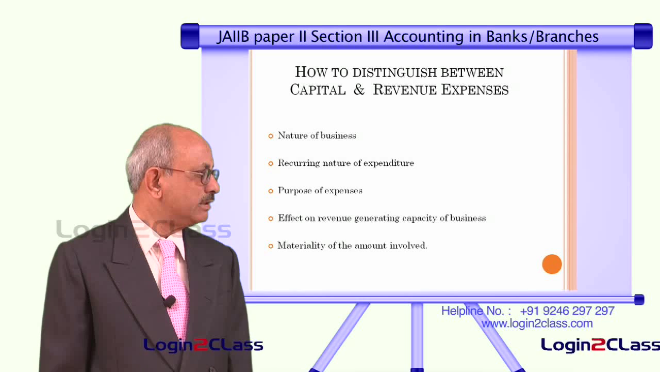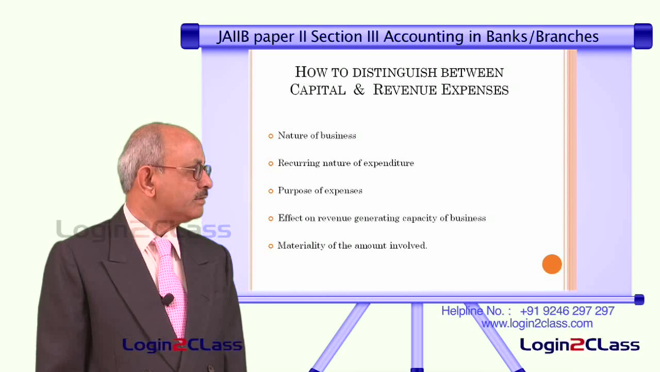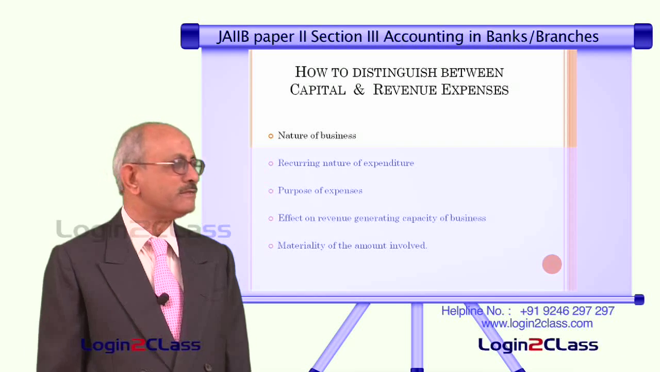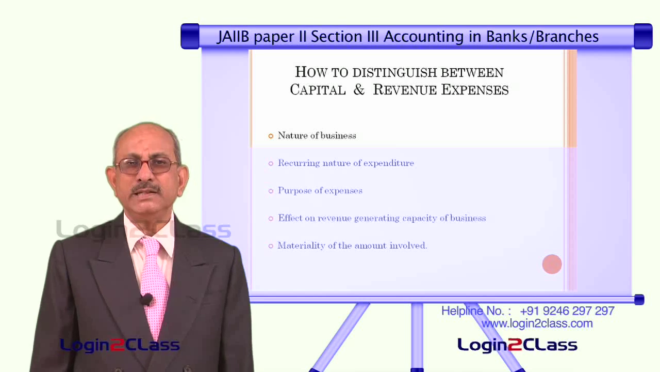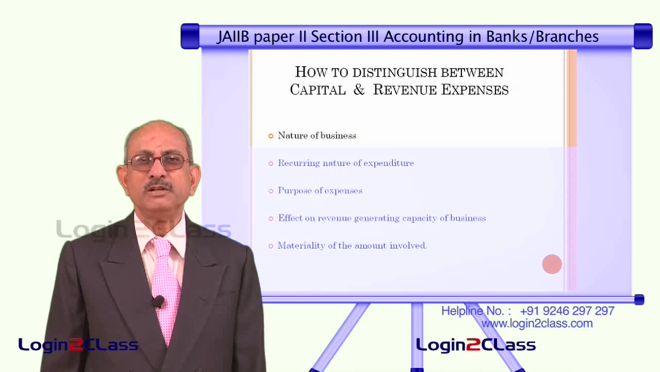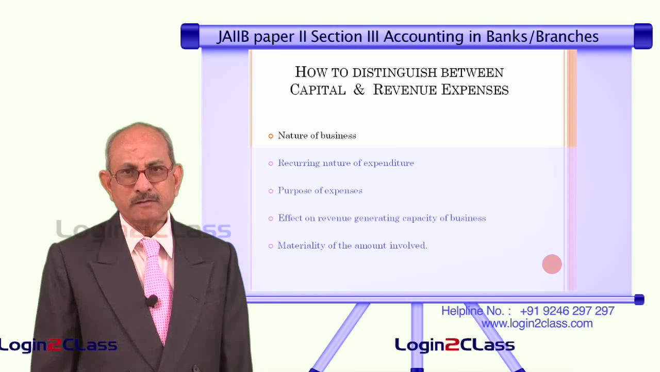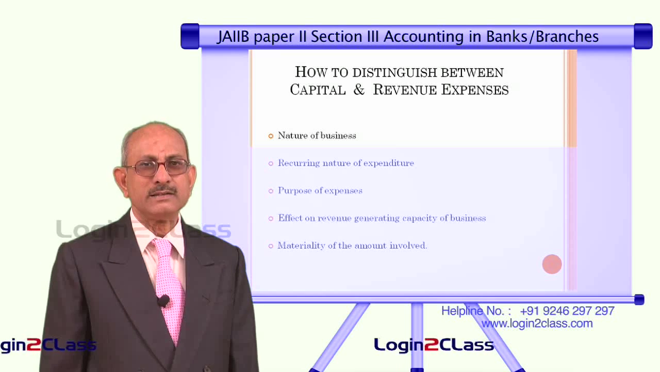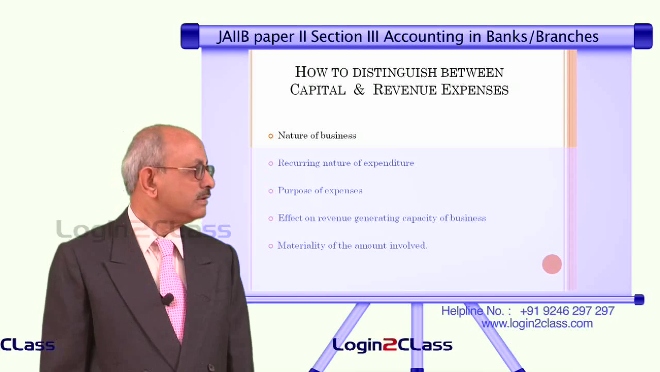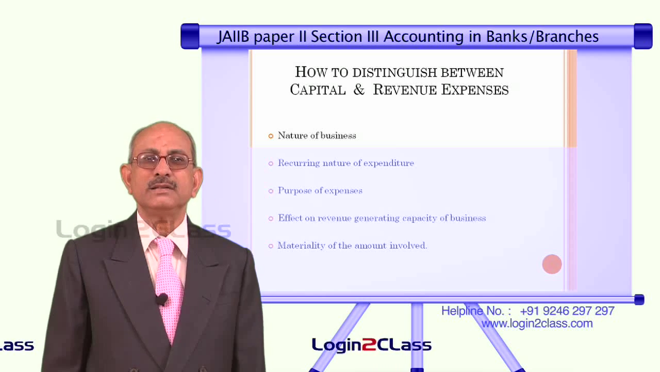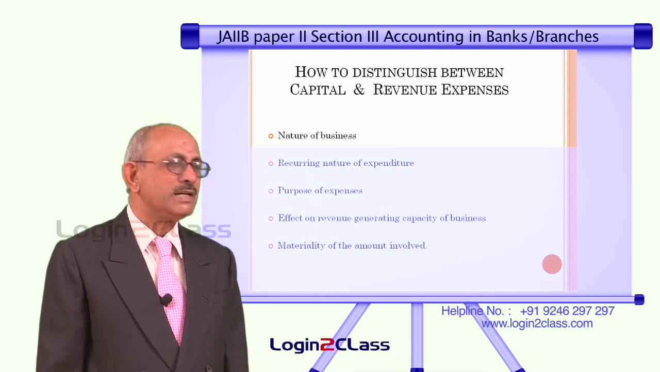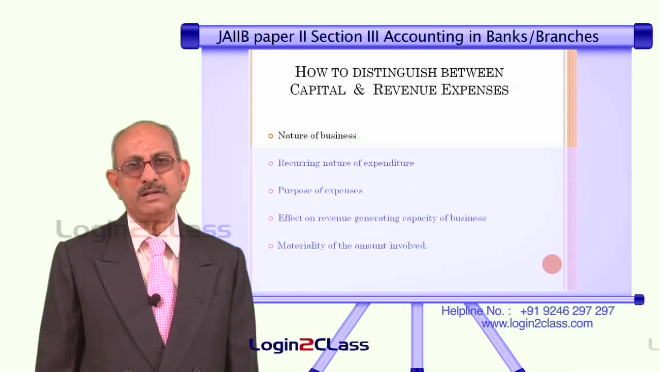To give you just an example, let us take the nature of business. Depending on the nature of business, a particular item may be capital expenditure or a particular item may be revenue expenditure. For example, for a car dealer dealing in cars, any expenditure relating to purchase and sale of cars is a revenue expenditure because that is the business of that dealer. Whereas in the case of any other entity not dealing in cars, a car purchased is a capital expenditure because that has a useful life of several years and therefore cannot be treated as a revenue expenditure. So the nature of business itself will decide whether a particular type of expenditure is revenue expenditure or capital expenditure.